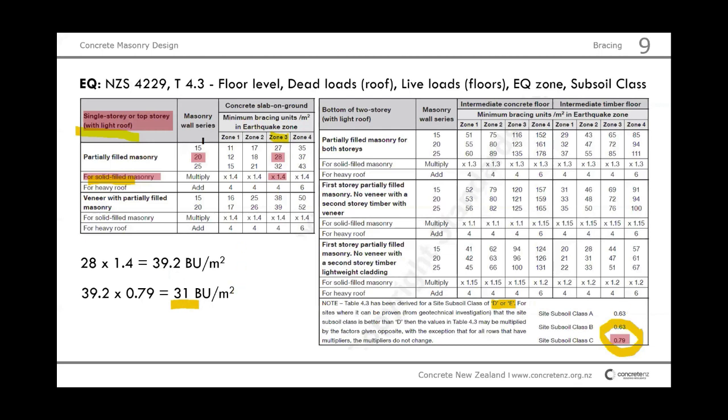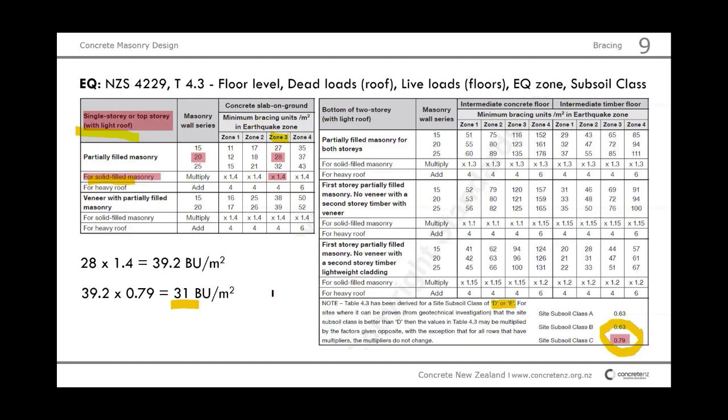Okay, this is the number we figured out. Lightweight roof, 20 series wall fully filled. That's almost 40, but we build on a bit better soil than this soft stuff here. So we can deduct a bit of the bracing units again, and we come to the conclusion the bracing demand for our building built in Wellington on that subsoil is 31 bracing units per square meter.